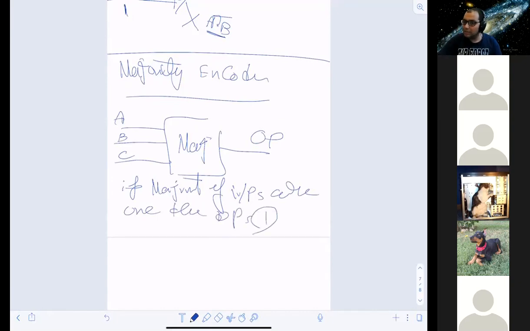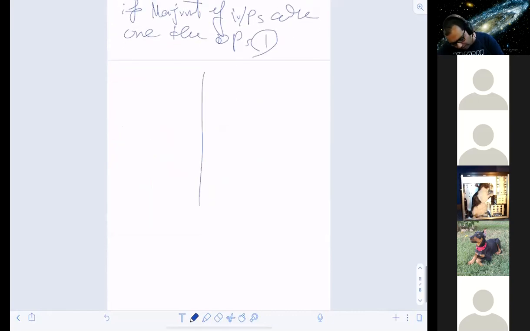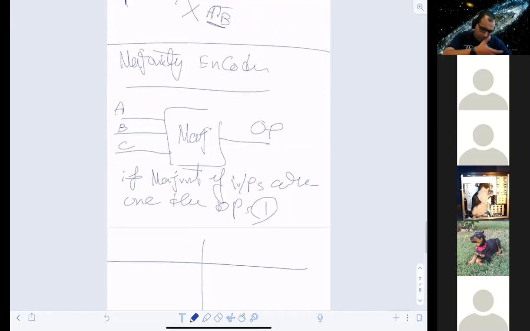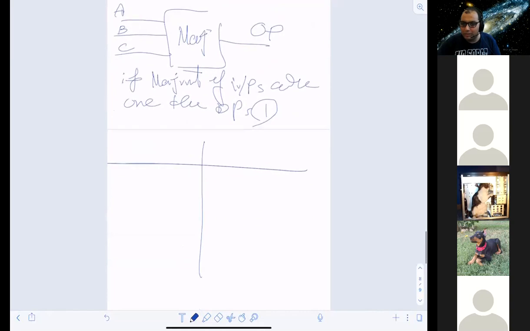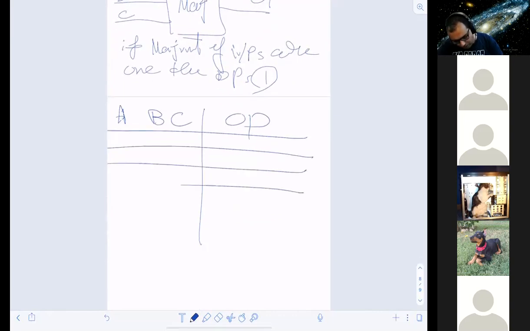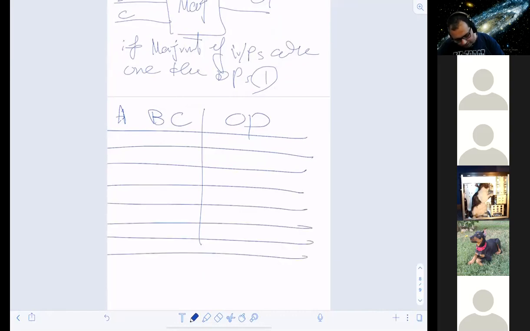Let's translate this into what? A truth table. So you're going to go ahead and build your truth table. How many inputs are going into this box? How many outputs are coming out of this box? 3 inputs. A, B, C. How many outputs do I have? 1. Exactly. How many states is this table covering? 8. Let's do it. 1, 2, 3, 4, 5, 6, 7, 8.